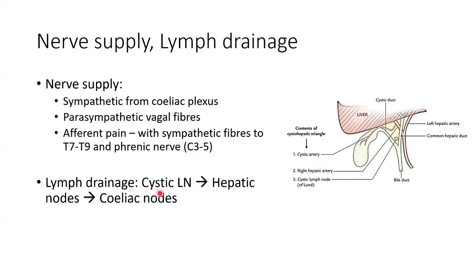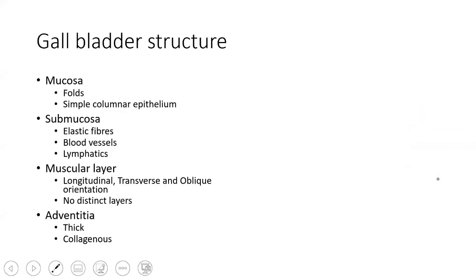Then about lymphatic drainage, you have the cystic lymph nodes in this triangle, in the Calot's triangle, and they follow the hepatic artery and the lymphatic drainage of the liver to the hepatic nodes and the celiac nodes.